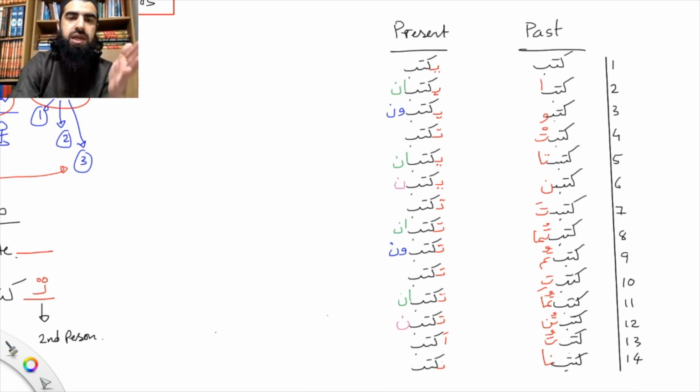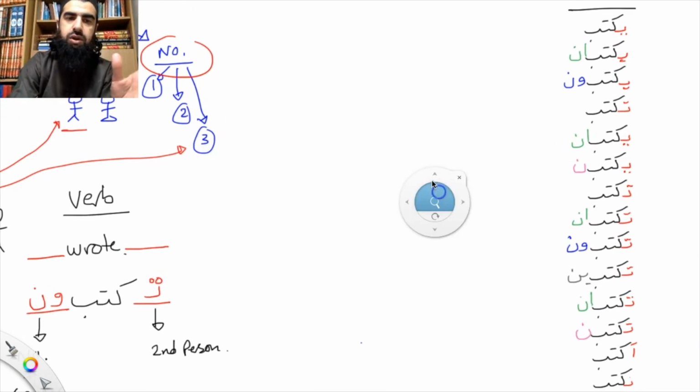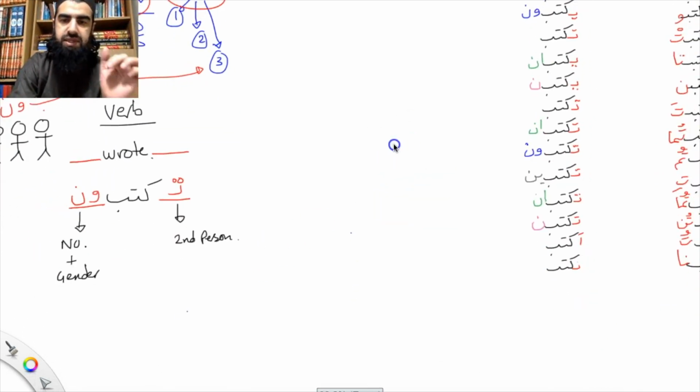You'd probably have to memorize yaktubu, yaktubani, yaktubuna, taktubu, taktubani, yaktubna, taktubu, taktubani, taktubuna, taktubina, taktubani, taktubna, aktubu, naktubu. Right, so that's the whole list. You memorize that. Once you've got the picture of this in your head, then you can take the next step, and the next step is making slight adjustments where needed. Further adjustments after this would depend upon what kind of letters you have, as we're going to see later on.